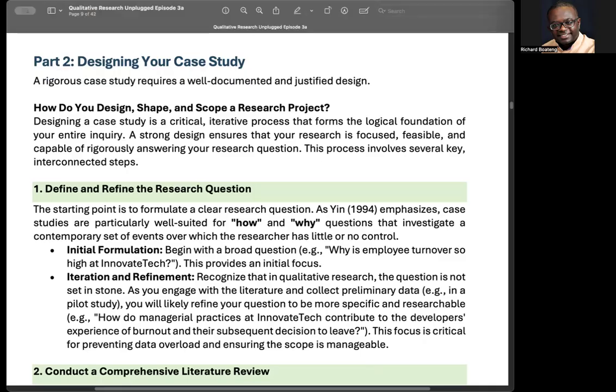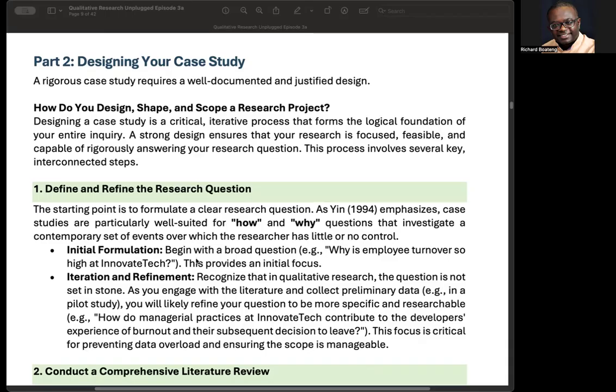So that broad question might become, how do specific managerial practices related to project deadlines and feedback mechanisms at InnovateTech contribute to the software developer's experience of burnout and their subsequent decision to leave? Much sharper. Exactly. That refinement is crucial. It prevents you from drowning in data later and ensures your study has a manageable scope, which is vital for completing a doctorate on time.